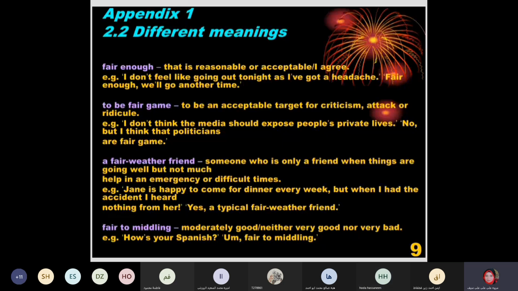Is that clear, my dear? Miss, I can't understand the idiom outside its context, by the way. For example, if I say fair enough, what's fair enough? I can't understand it outside. I understand it after I read the sentence. I can't get the meaning outside its context, because when I read the sentence, how is your Spanish, fair to middling, I understand the meaning there. Yes, I agree with you, Mrs. Hoda. Okay, thank you, Miss Hoda. I agree with you. Who else wants to add something?